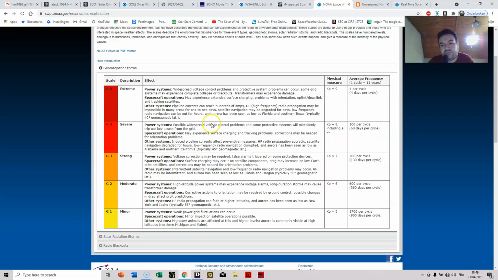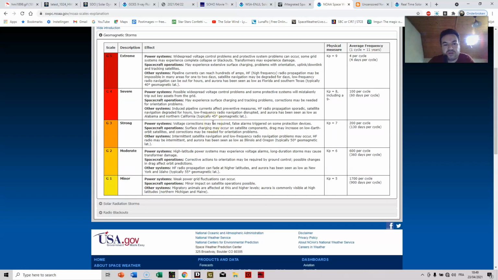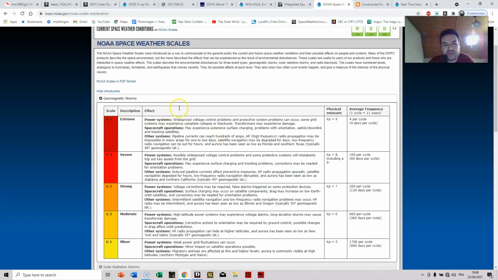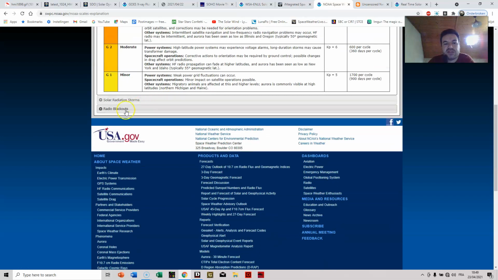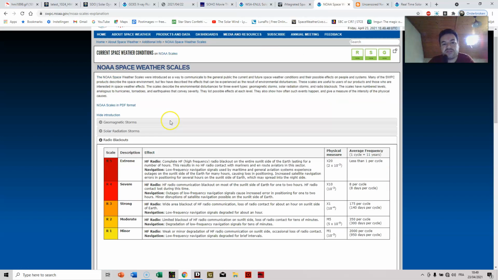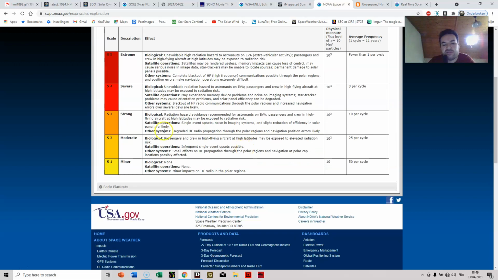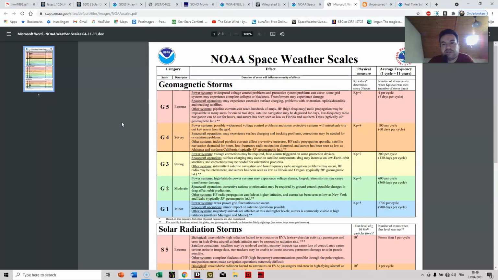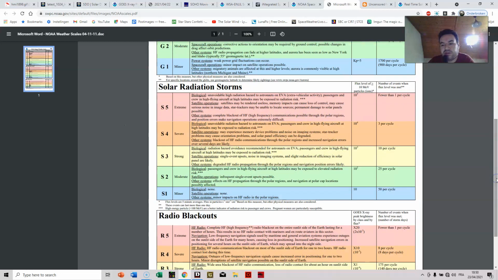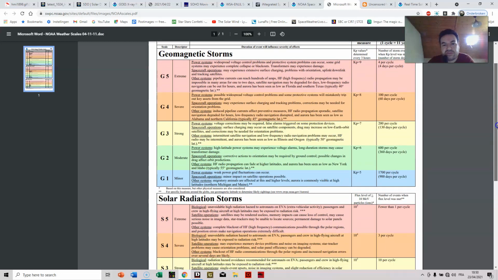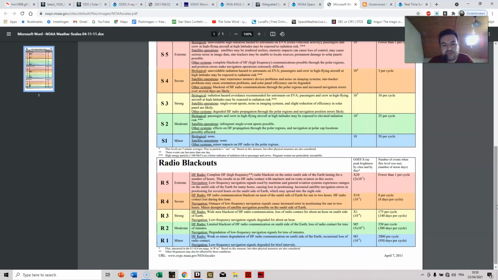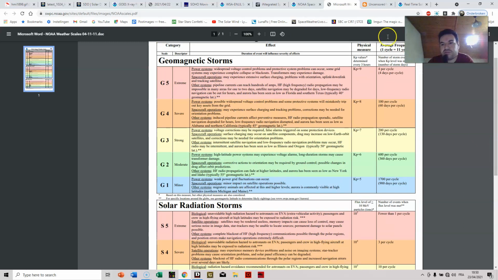And by the way, if you want to know more about the scales and such, I will leave a link in the description box of the NOAA space weather scales, because they have also the radio blackout scales and the solar radiation storm scales. So if you're not familiar with them, you can always check that link. And in fact, you can actually easily download a PDF format in one page of those scales. This is always handy to understand actually what happens.